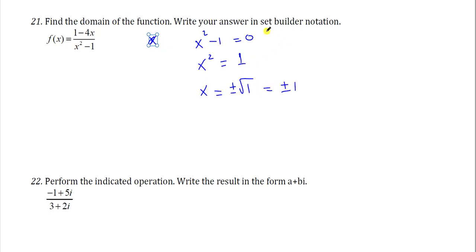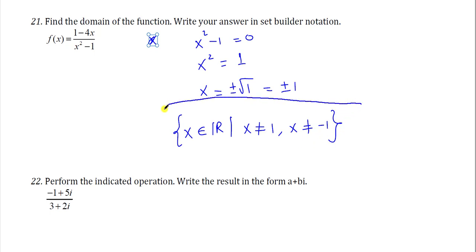If you write that in set builder notation, it is open brackets, x belongs to all real numbers such that x is not equal to 1 and x is not equal to minus 1, because these are the two conditions that make the denominator x squared minus 1 equal to 0, and we don't want that because you cannot divide by 0, which is undefined.